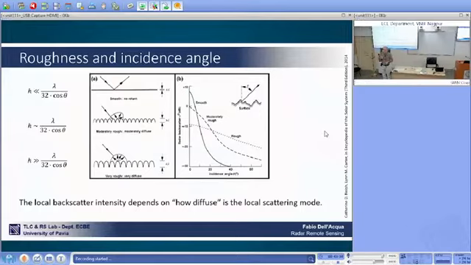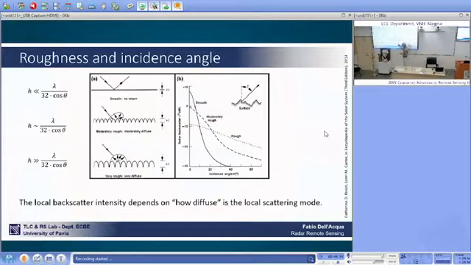Why is this relevant? Why did I take so much of your time to tell you this? Because this is very important for understanding radar data. Because the amount of radiation which is diffused, which is scattered, determines your recorded backscattering. Let me try and make it clearer.